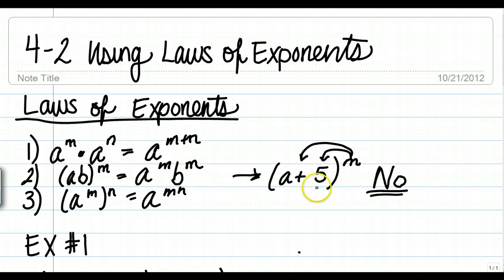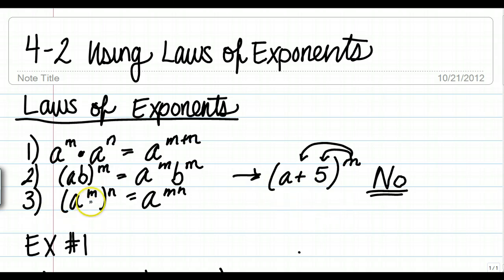The most common mistake is that people try to distribute the m when there's an addition or subtraction sign in here, and you're not allowed to do that. You can only do that if it is multiplication only. So again, this is a very common mistake. If it's an addition or subtraction, you are not allowed to distribute the m to both parts. So don't make that mistake on the test.